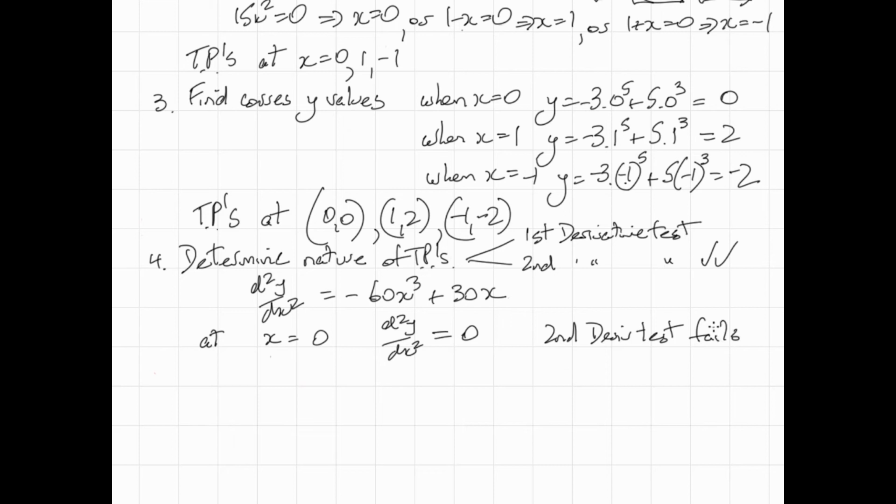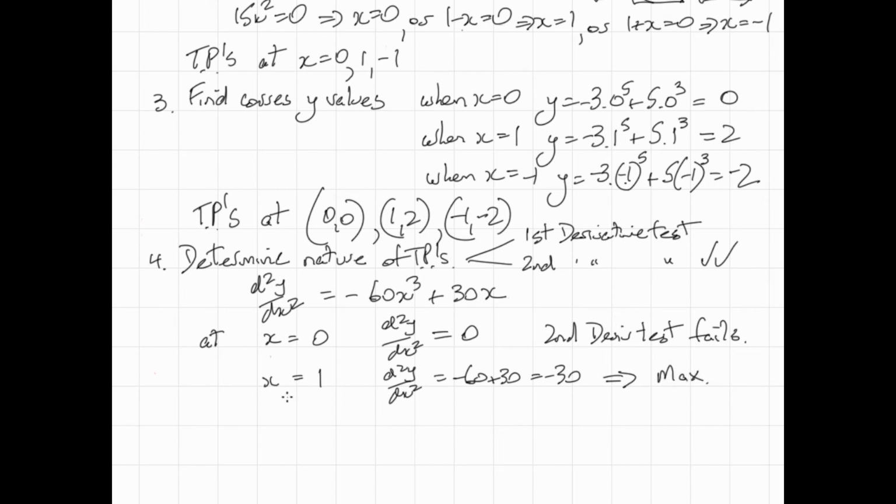And if it fails, we then have to go back and use the first derivative test. We'll come back and do that. So x equals 1 is where the second turning point occurred. d2y/dx2 equals, if we put 1 in there, negative 60 plus 30, which is equal to negative 30. Because this is negative, we have a maximum.